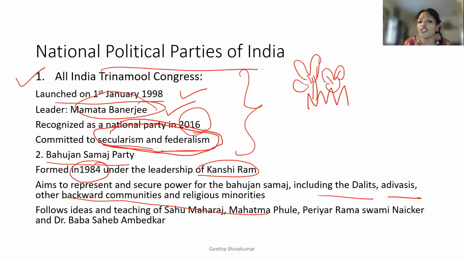And they followed the teaching of Sahu Maharaj, Periyar Ramaswamy, and Dr. B.R. Ambedkar. Okay, Kashiram also followed their philosophy so that they can uplift the Dalits, Adivasis, and backward communities or religious minorities.